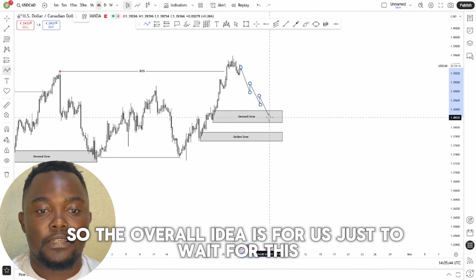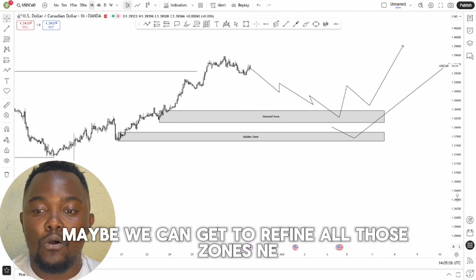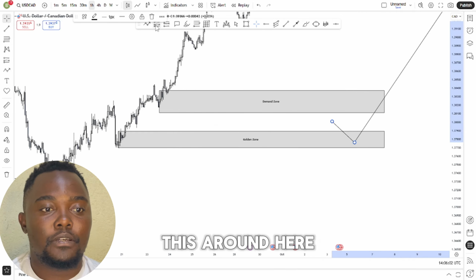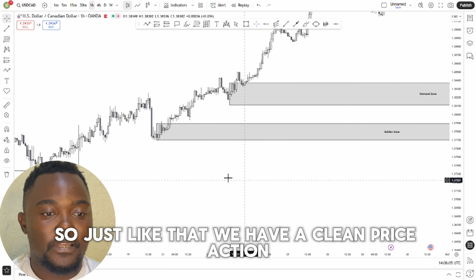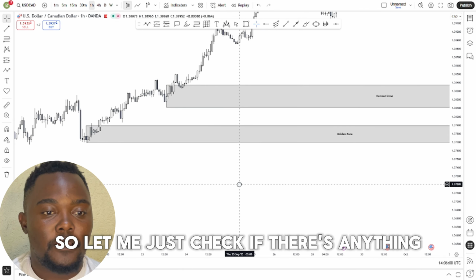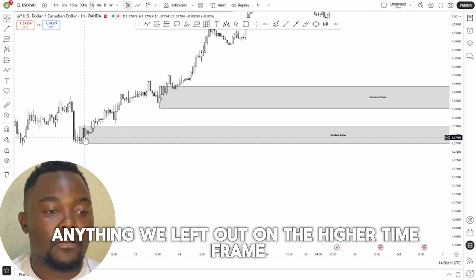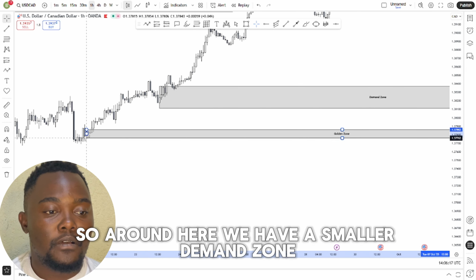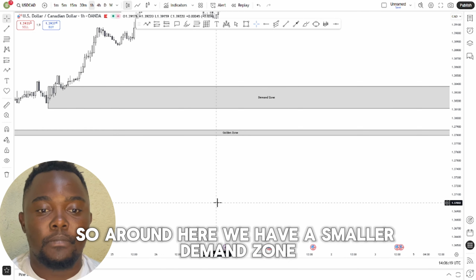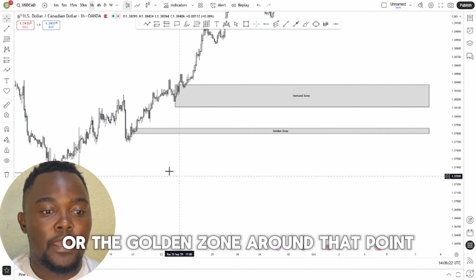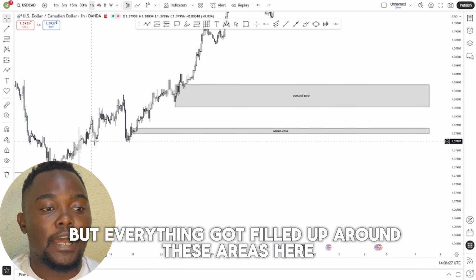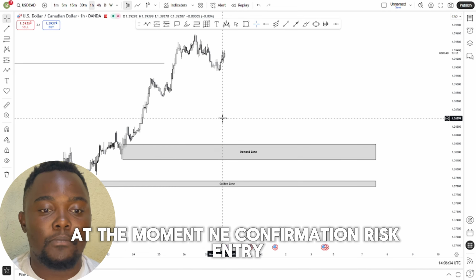But let's just look at the 1 hour time frame. Maybe we can get to refine all those zones. So let me remove this and remove this around here. Just like that, we have a clean price action. Let me check if there's anything we left out on the higher time frame, because everything is squeezed up. Each candle is 1 hour. So around here we have a smaller demand zone, or the golden zone, around that point. And around here it seems like we had liquidity, but everything got filled up around these areas here. So I'm just going to stick to these two areas that we have marked out at the moment.